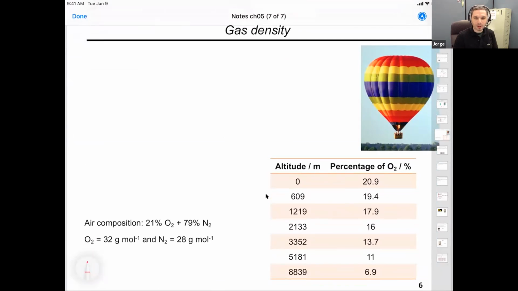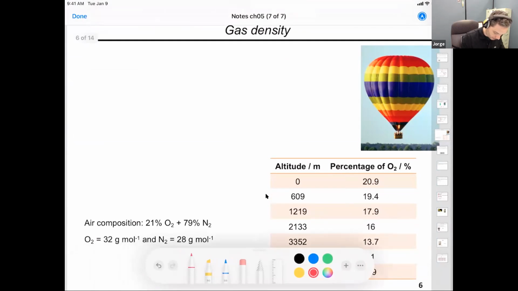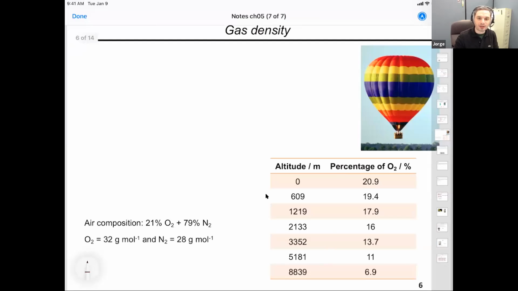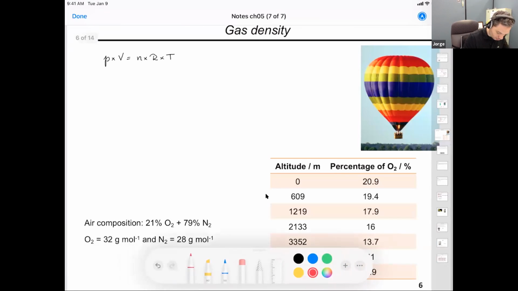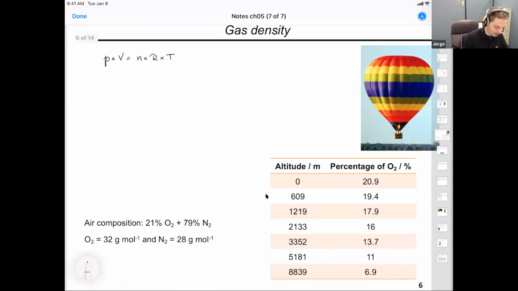Okay, so any gas has density, and that will determine if a container filled with gas will float or sink, for example, in the air. So we are going to treat here the gas, any gas, as an ideal gas. For any ideal gas, we can write that PV equals nRT. I'm going to do an adjustment in this equation.